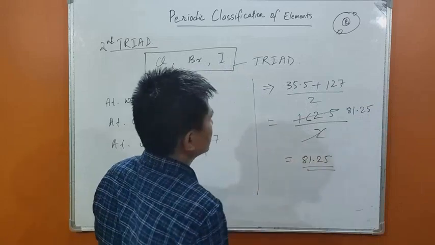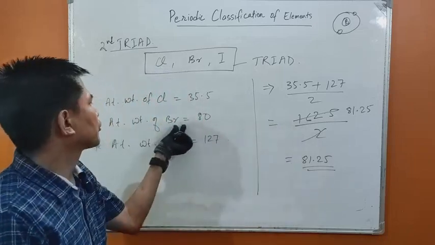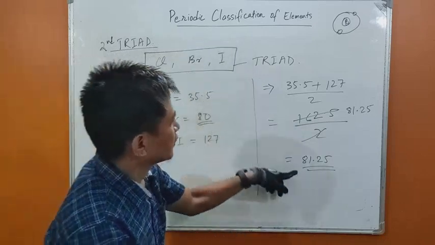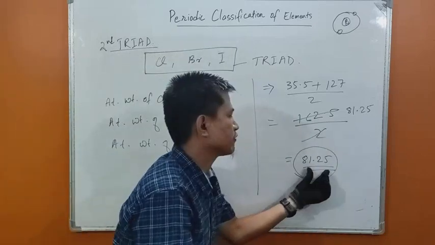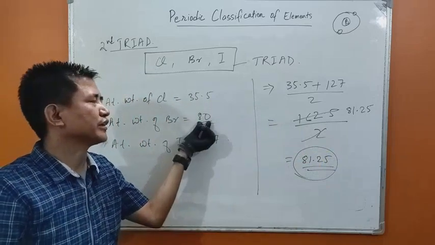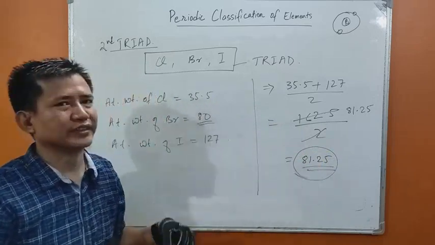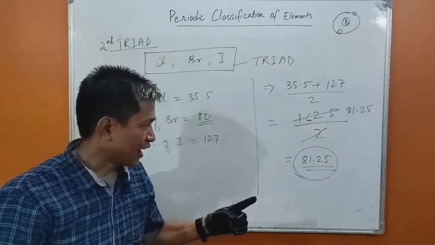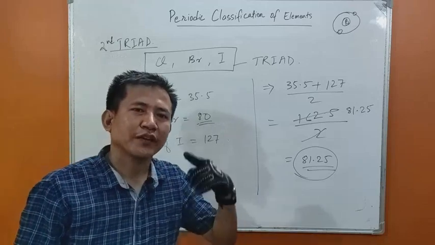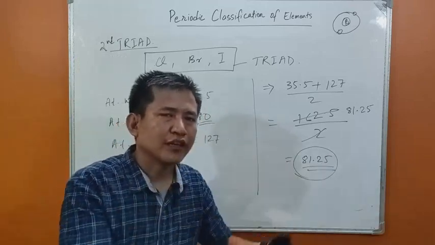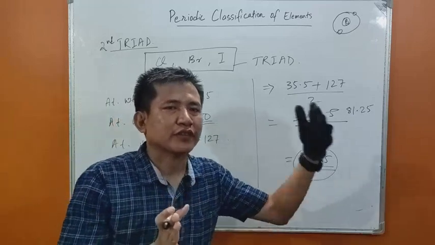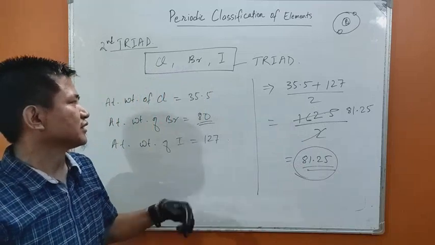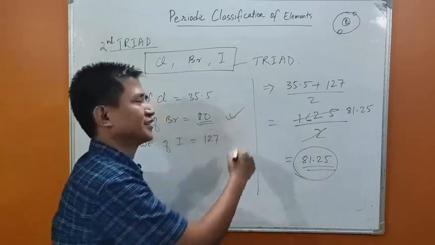The exact atomic weight of bromine is 80, but according to Dobereiner's triad, the atomic weight of bromine should be 81.25, which is very, very close to 80, isn't it? 81.25 is close to 80, so this can also be considered a successful triad. He said the atomic weight of the middle element should be very close to or exactly equal to the average of atomic weights of the first and the third element. So we can consider this to be the right triad.